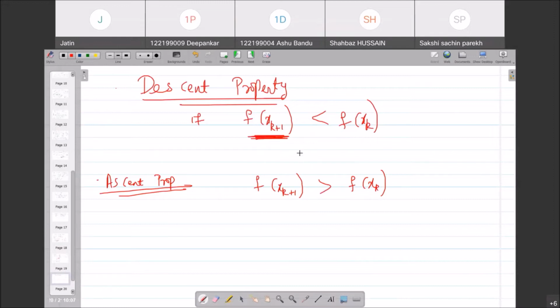And for minimum, as we take x1, x2, x3, x4, as we keep on taking iterations, whatever x's we are getting, we want the minimum value of the function. Therefore, here it is less than. So let us just concentrate on less than. Equivalently, there is the ascent property. So you know when a function has a descent property. That's the first thing you might come across whenever you see numerical technique problems.